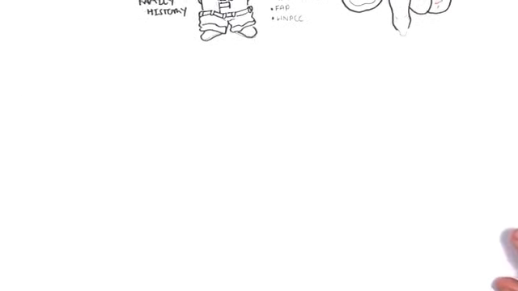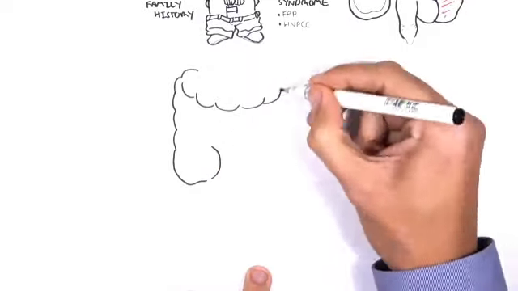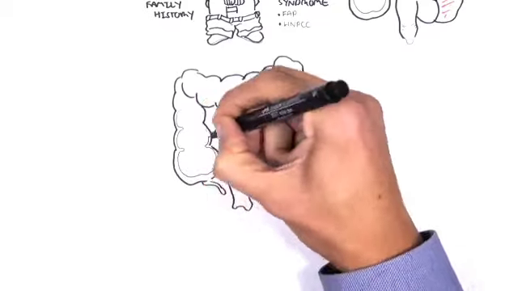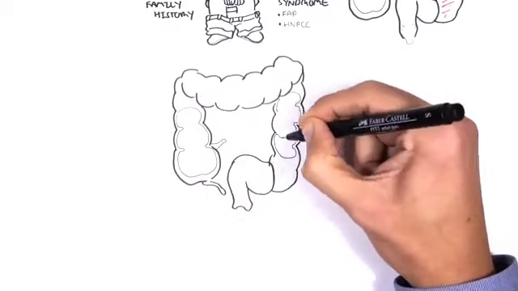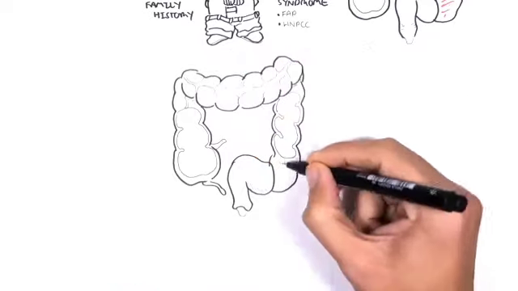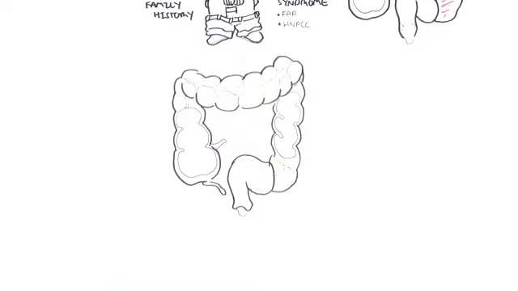The signs and symptoms or clinical presentation differ depending on where the cancer or growth occurs within the bowel. Of course, this is just a summary. People vary in their clinical presentation. So here I'm drawing a colon: ascending, transverse, descending, sigmoid, and the rectum.